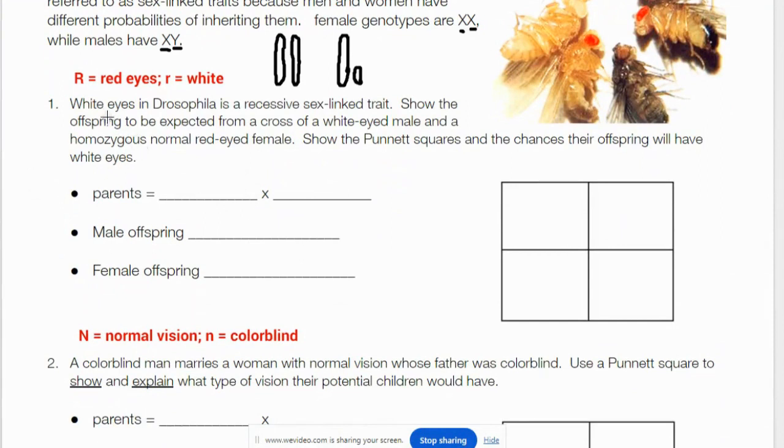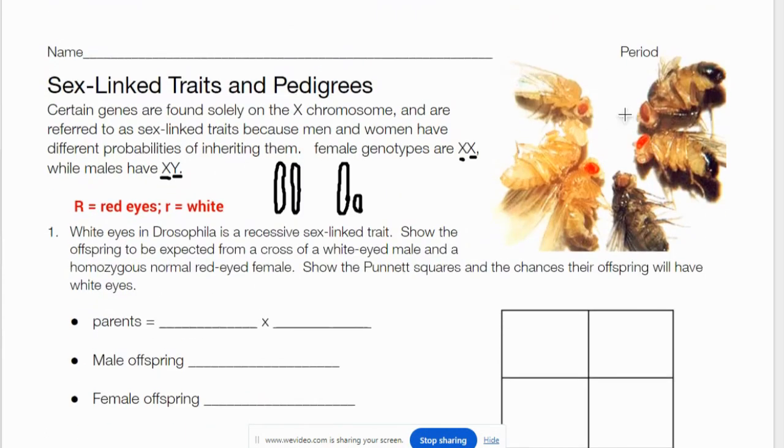So let's see what we got here. White eyes in Drosophila. I'm guessing it's these little flies over here. Is a recessive trait. So white is recessive. So it's going to be a little r for white. Red eyes, right here, that's dominant. So you only need one red-eyed allele in order to have red eyes. You're going to have two little r's in order to have white eyes. Doesn't look white, looks more like orange. But anyways. All right, so what are we going to cross here?